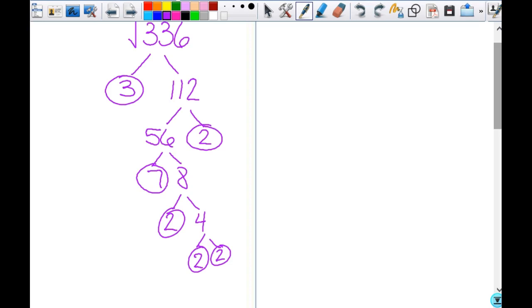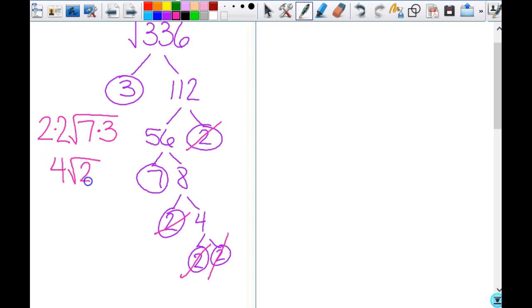And that's why, again, this is why I'm saying along the way you don't want to worry about which ones can you put together. Just do it and be done with it. So now we look for pairs. All right, well, I got a 2 here and a 2 here, so that comes out as a pair of 2s. I have a 2 here and a 2 here. That comes out as a pair of 2s. Does the 7 have anything to pair up with? No. Does the 3? No. So it's 7 times 3 in here. Then you multiply everything outside together, everything inside together. You get 4 square root of 21. Okay?